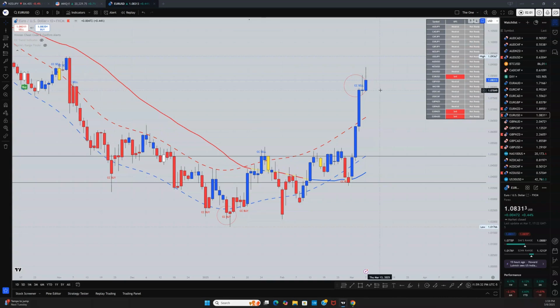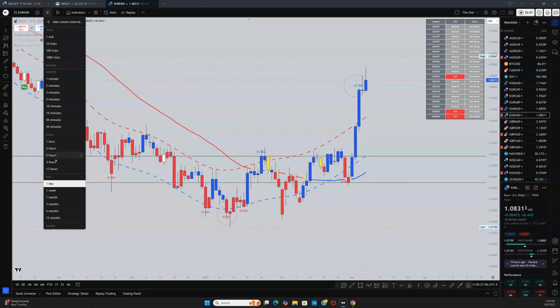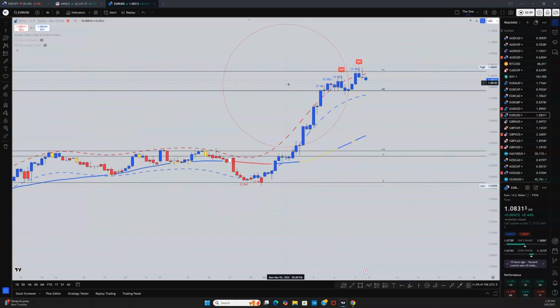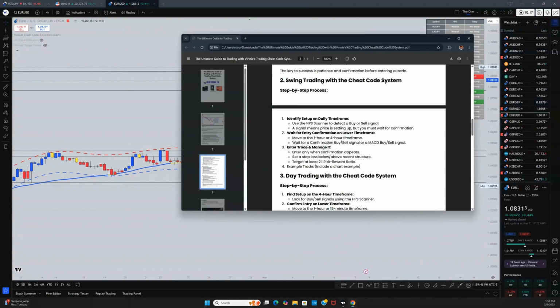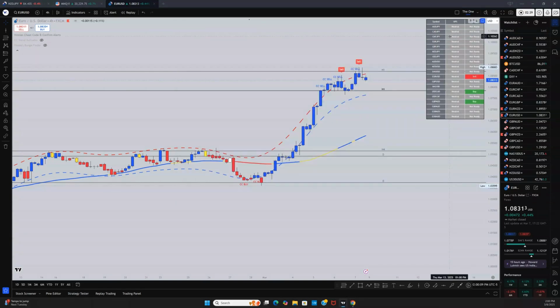Okay. Our next step, once we get our signal, we are going to scale down to our entry time frame, which is the 4-hour time frame. And what are the next steps? Step number 2, wait for entry confirmation on the lower time frame. Move to the 1-hour or 4-hour time frame. Wait for a confirmation buy or sell signal, or MACD buy or sell signal. That's the third step.